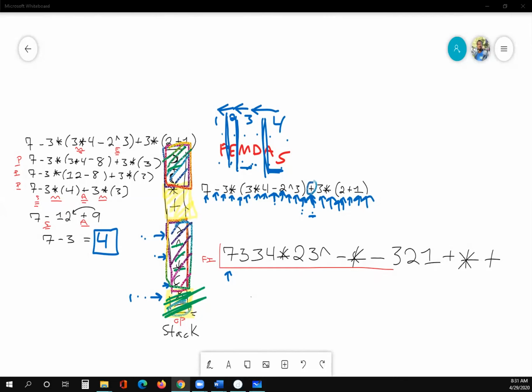I'm going to pop it into the calculator really fast and then just get busy. So 7, 3, 3, 4, 1, 2, 3, caret, minus, multiplication, minus, 3, 2, 1, plus, star, plus. Okay, so I'm going to jump back over to the screen, y'all.